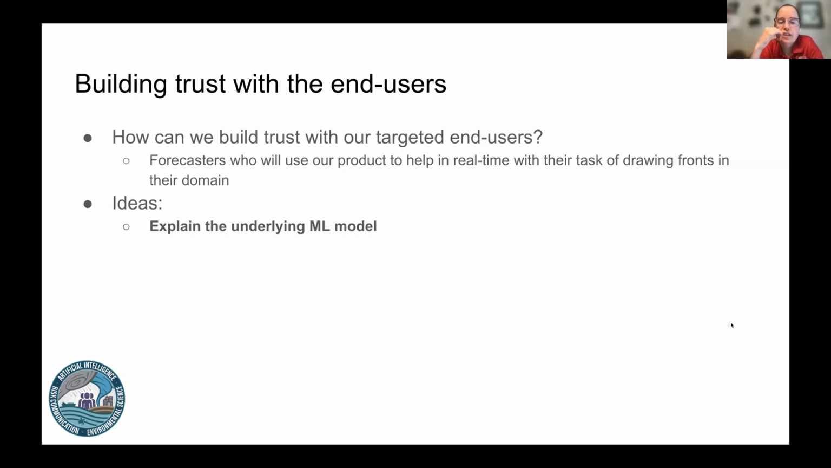So that's what I did with these slides. How do we build trust with our targeted end users? One thing on our ideas that we might come up with is we want to explain the underlying ML model. So I explained to you who our targeted end users are. Let's talk about explaining what the underlying machine learning model is.